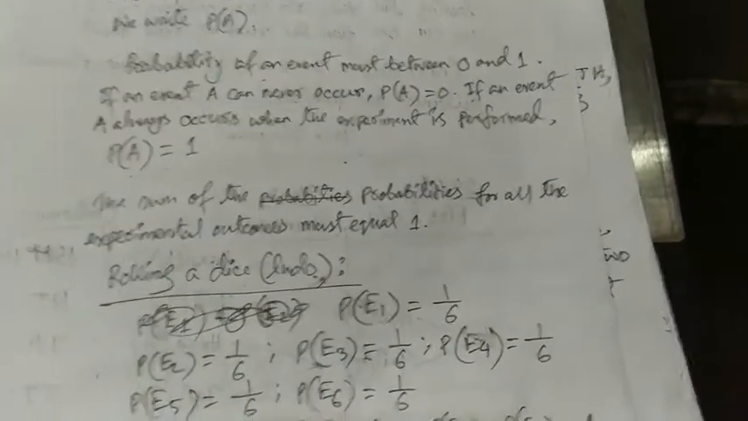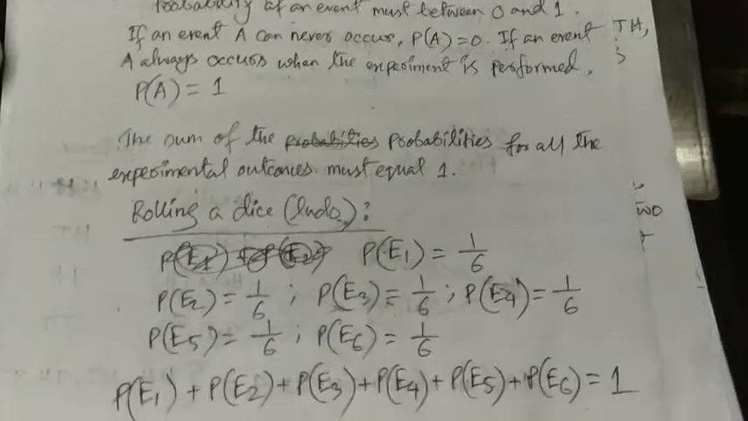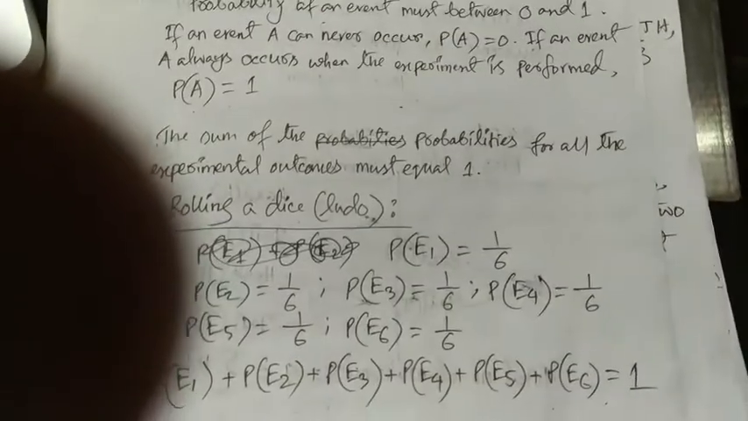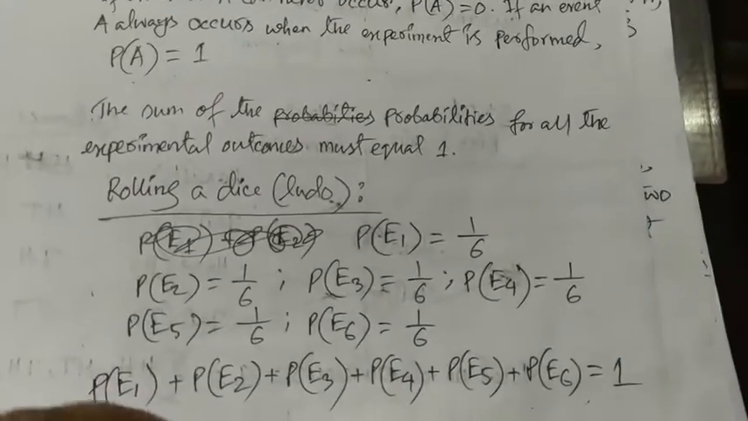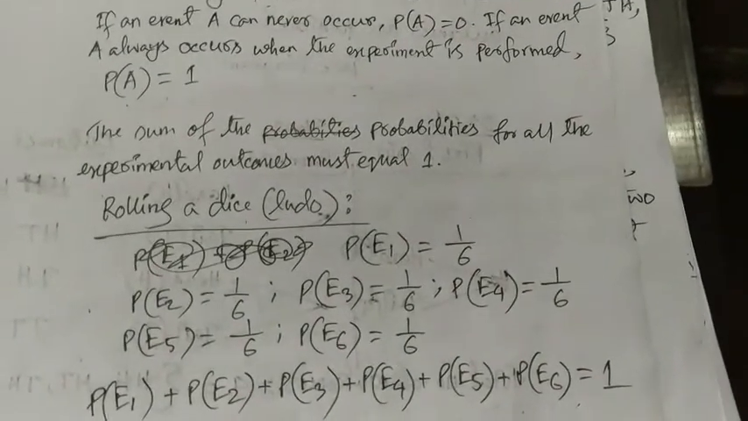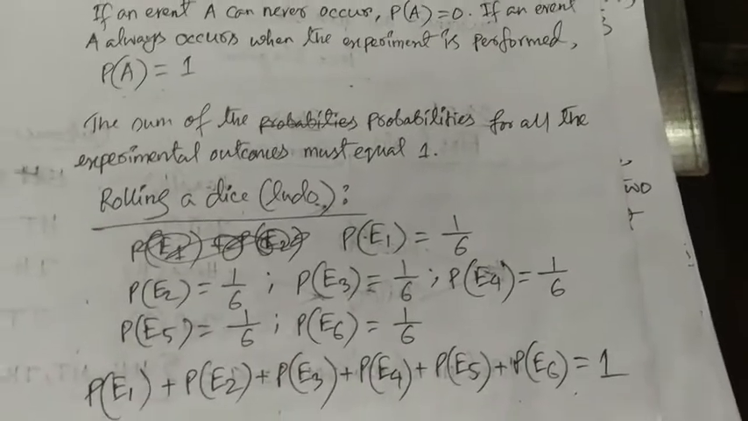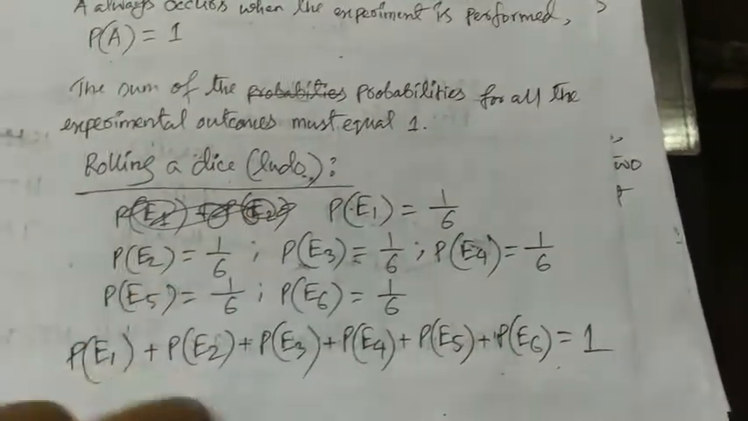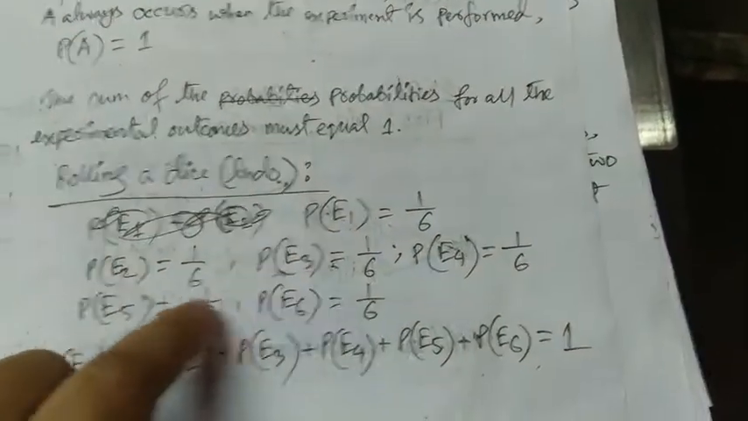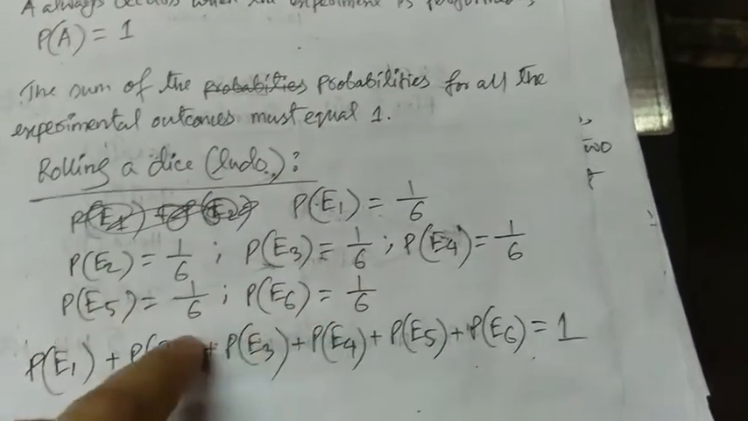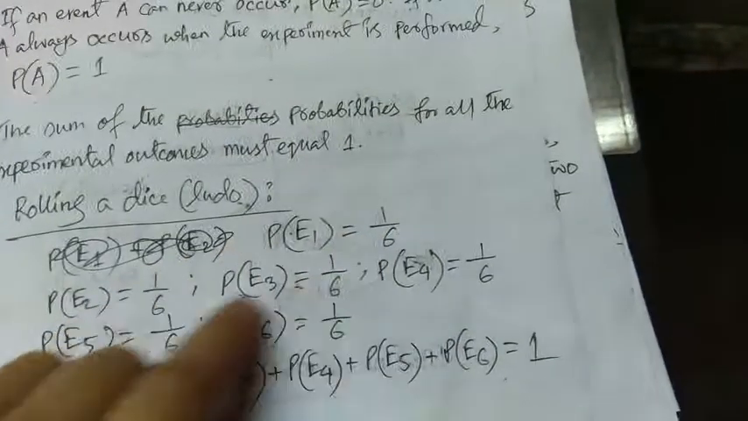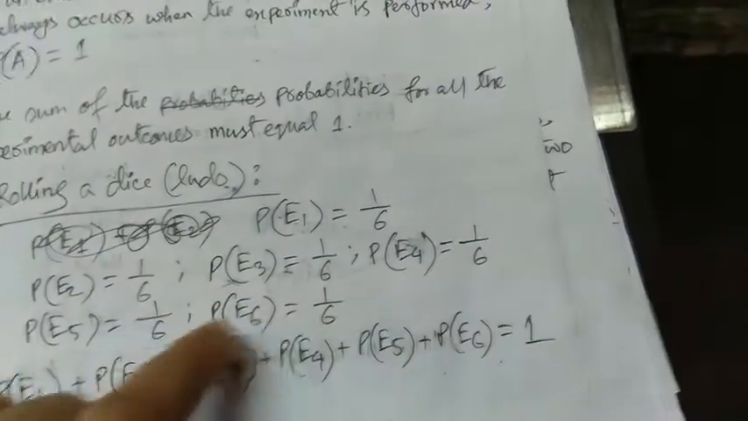If the dice is unbiased, that means if you haven't scratched it or tampered with it, then all these outcomes should have an equal chance. That means the probability of getting 1, 2, 3, 4, 5 and 6 should be the same. Each one has probability 1 by 6.